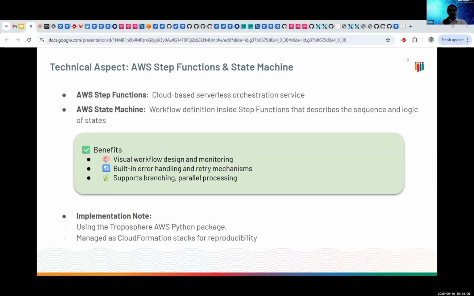So inside this step function, we define what are called state machines. A state machine is basically a blueprint of the complete workflow. It describes the order of the tasks, how each decision is made, and how errors are handled. Why are we using this?